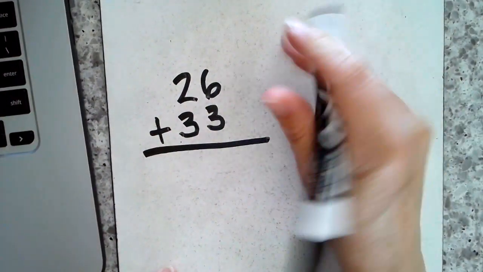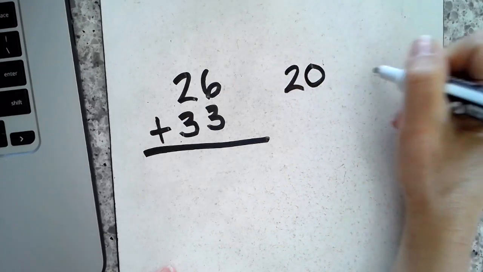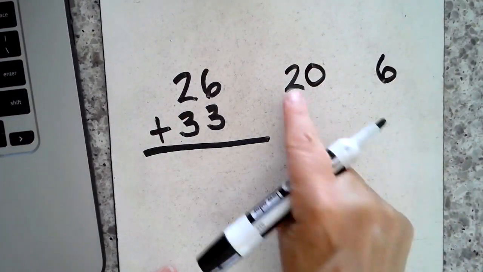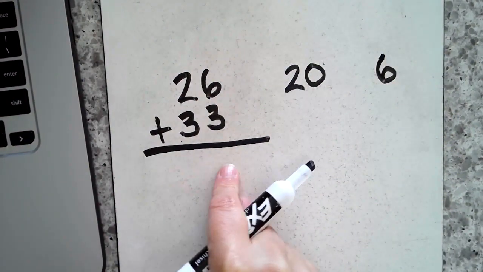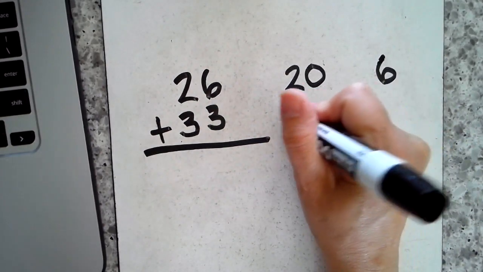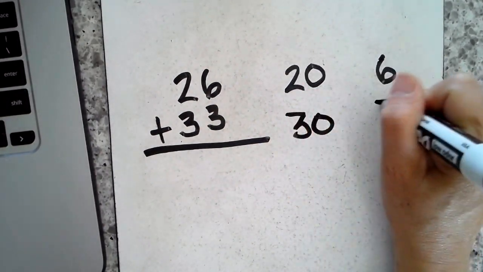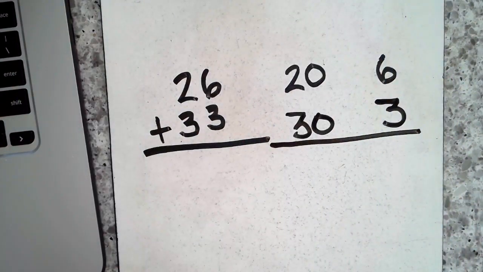So I'm going to go ahead and, right next to it, expand it out. 20 and 6 is 26 when I put it back together. Then I'm going to do the same thing for 33. 33 is, that's right, 30 and 3. Then I'm just going to do straight down addition and add this together.